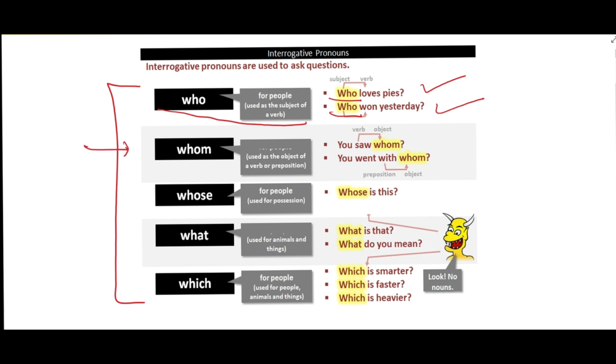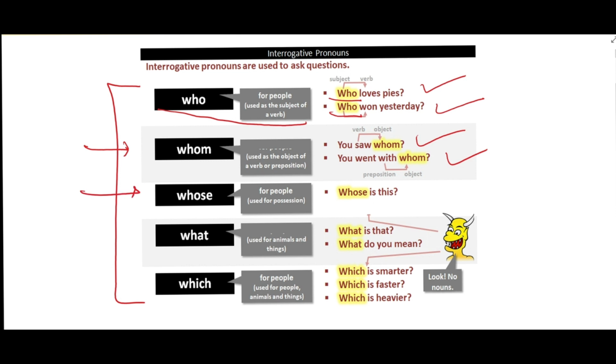Secondly, whom is always used for the people as well. It is used as the object of a verb or a preposition. It means it is used after the verb. Like the example is, you saw whom, you went with whom. Or we can also say, for suppose if I ask you, whom are you talking to? I can say, I am talking to my brother. With whom are you going outside? I can say, I am going outside with my friend. In this way we can use the word whom for people.